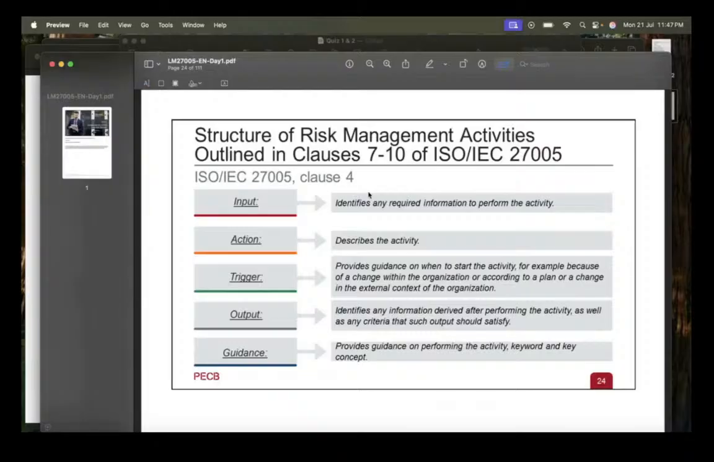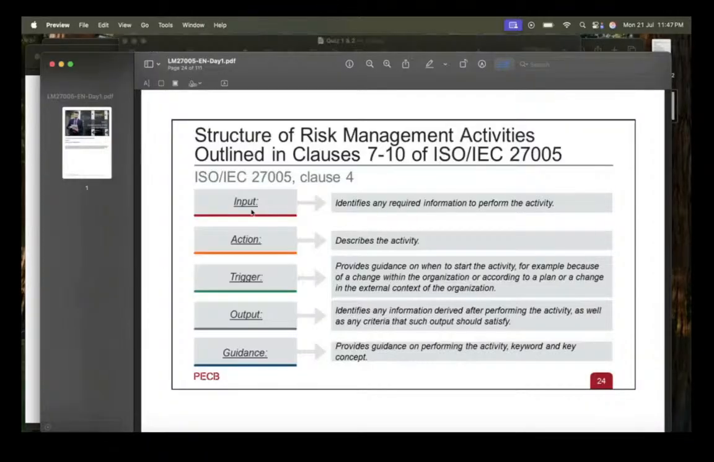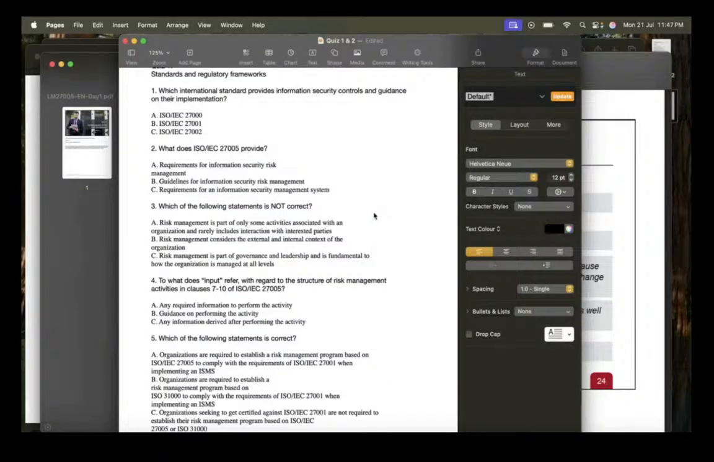So input, it says, identifies any required information to perform the activity. You can see 3 options there: any required information to perform the activity, guidance on performing the activity, or any information derived after performing the activity. So input here means the activity identifies any required information. So we can go with answer A. Do you have any doubt on that? No. Okay, great.